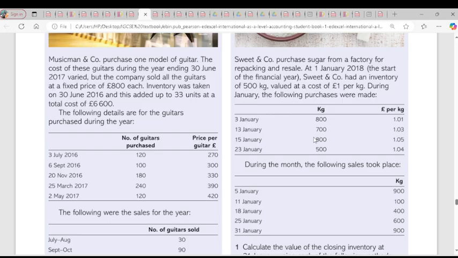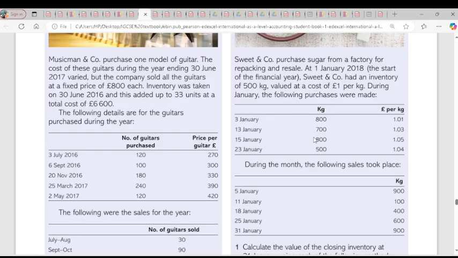So on July 3, we have 120, and the value is 270. The units of guitars purchased on July 3, 2016 is 120. The price is 270. So 120 multiplied by 270 gives us 32,400. You add it with the value of the guitars we have on the 30th of June. That gives us 39,000. So the value is 39,000 now.